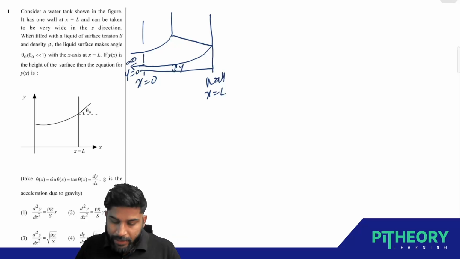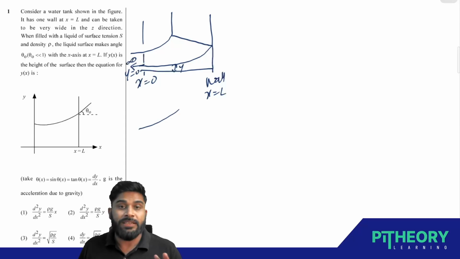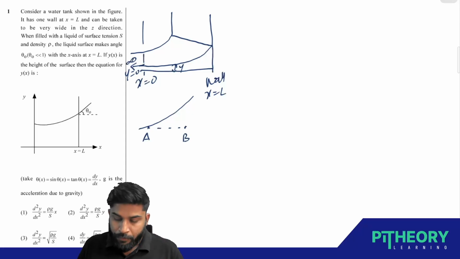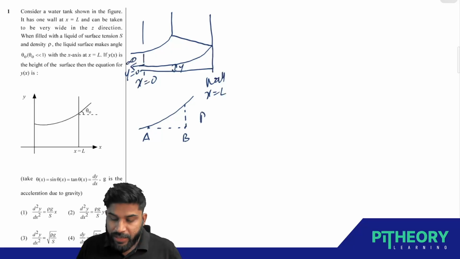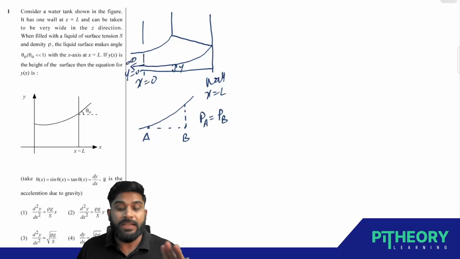So for that, let's consider a liquid meniscus, for example, where the curvature is continuously changing. Let's consider these 2 points, say A and B. We are considering this liquid is in equilibrium also. If you consider these 2 points, A and B, let's say they are at the same horizontal level. My question is, will the pressure at these 2 points be the same or different? The simplest answer is that the pressure at these 2 points is the same. Now, how is this possible?